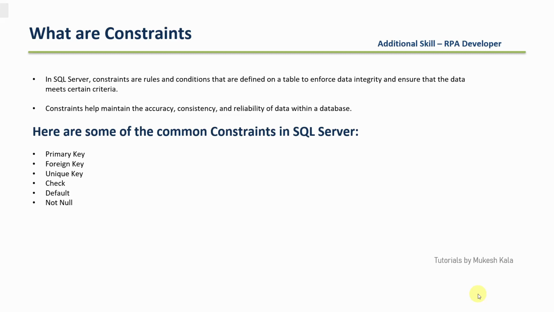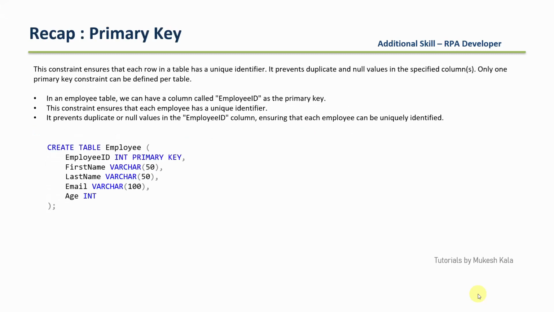Here are the common constraints you are looking at on the screen: primary, foreign, unique, check, default and not null. All of them have a different meaning and a different significance. Primary key we have already covered in the previous video. Just a quick recap: whenever I want to make sure that a particular row in a table is not duplicate and has no null value, I can always use something called a primary key.